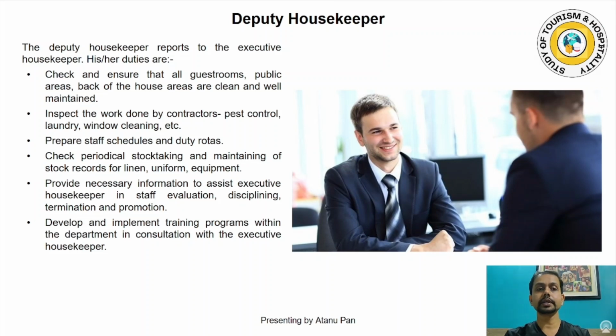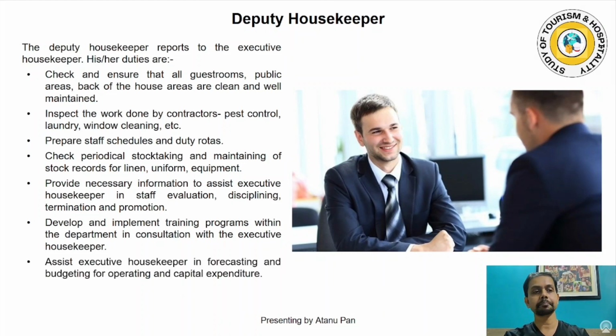Develop and implement training programs within the department in consultation with the executive housekeeper. Here also, in the previous slide, we learned that the executive housekeeper trains the employees. So here the deputy housekeeper prepares the plan for that: which employees, and to whom the training is required, all these things.